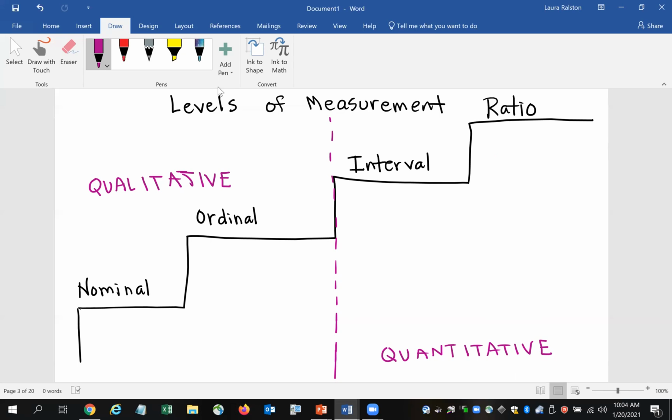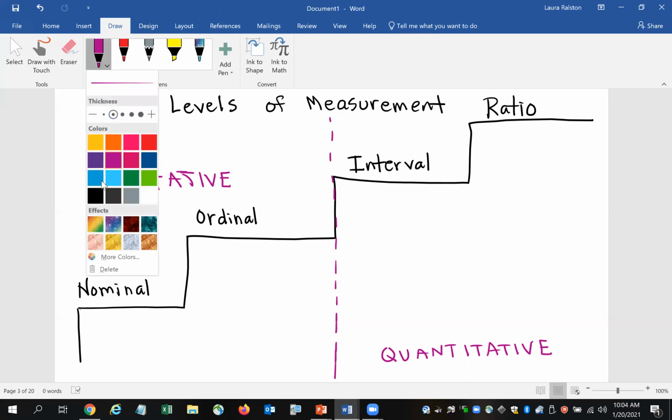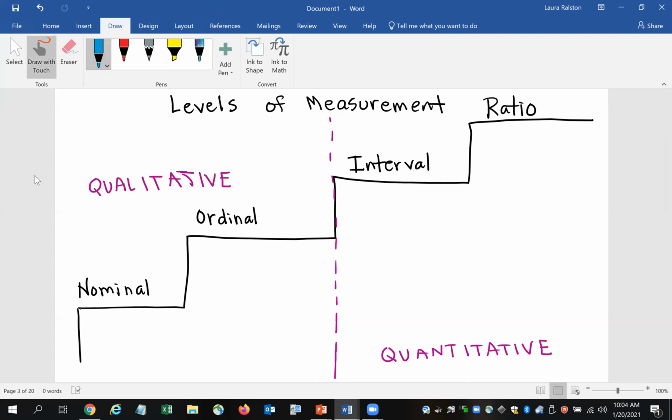Whereas on the other hand, if I have numbers that we calculate with, which is quantitative data, whether it's discrete or continuous, then I'm only going to consider whether it's interval or ratio. So that is the connection between the two different measuring tools. So let's talk about these different levels.